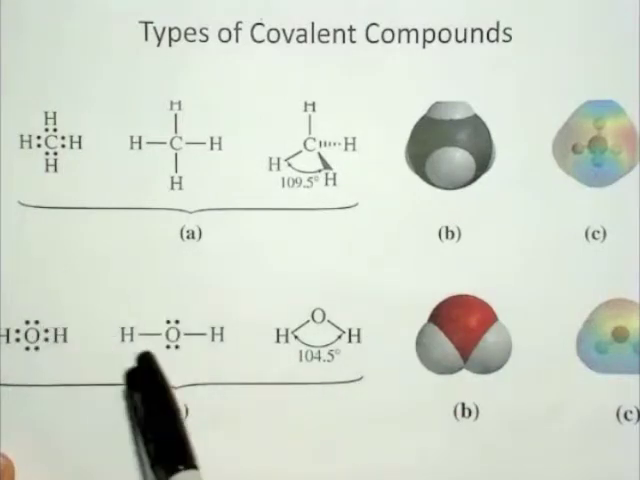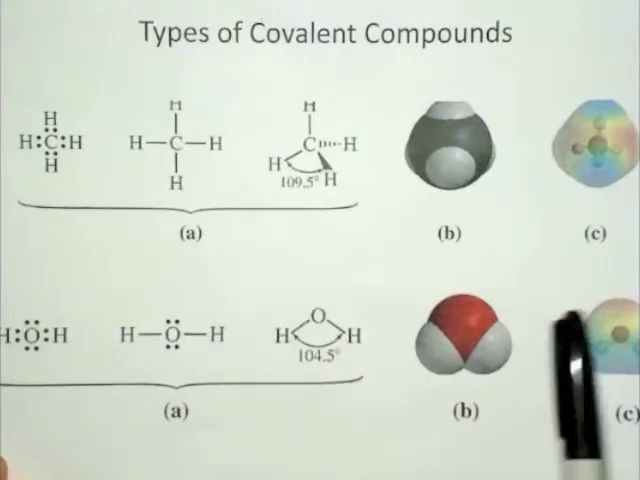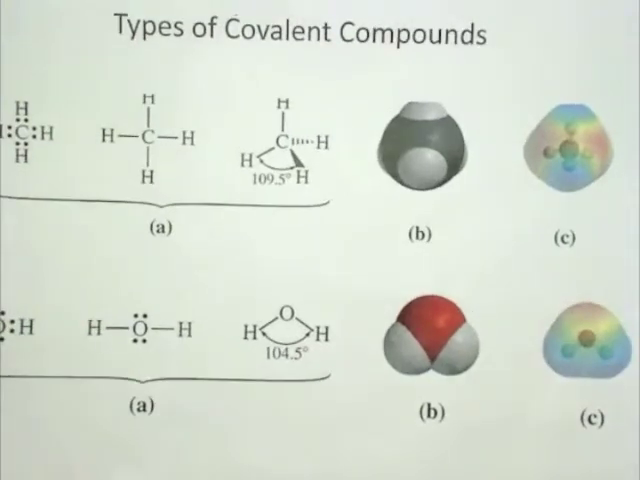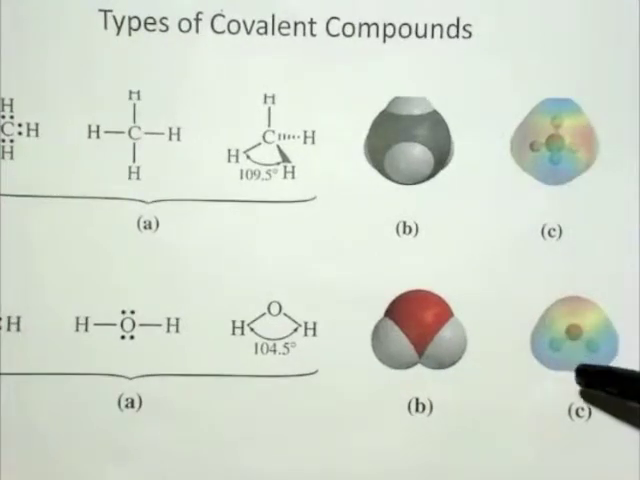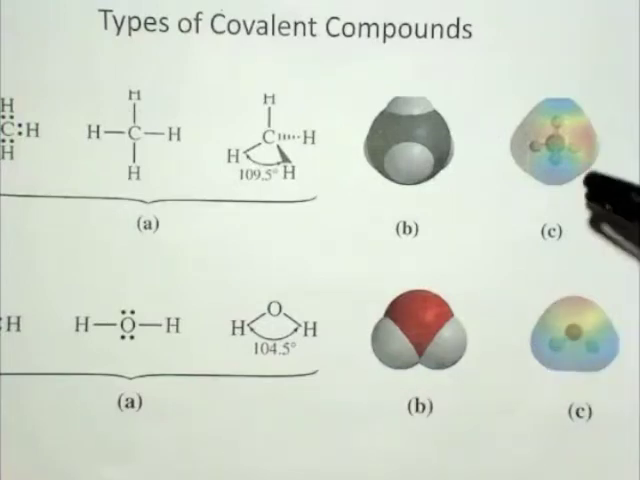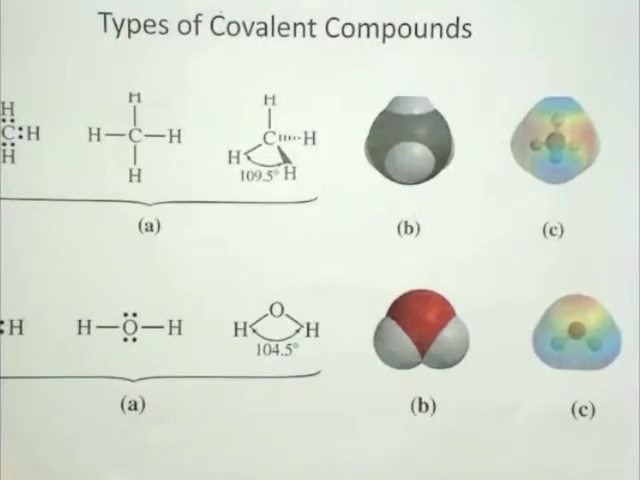So we go from the Lewis structure to the shape of the molecule to the space-filling model to the electron cloud distribution. If we're looking at these molecules, we know they're covalent compounds because they're nonmetals and nonmetals, but we'd like to know which types of covalent compounds are what we would call polar covalent compounds and which type are nonpolar.